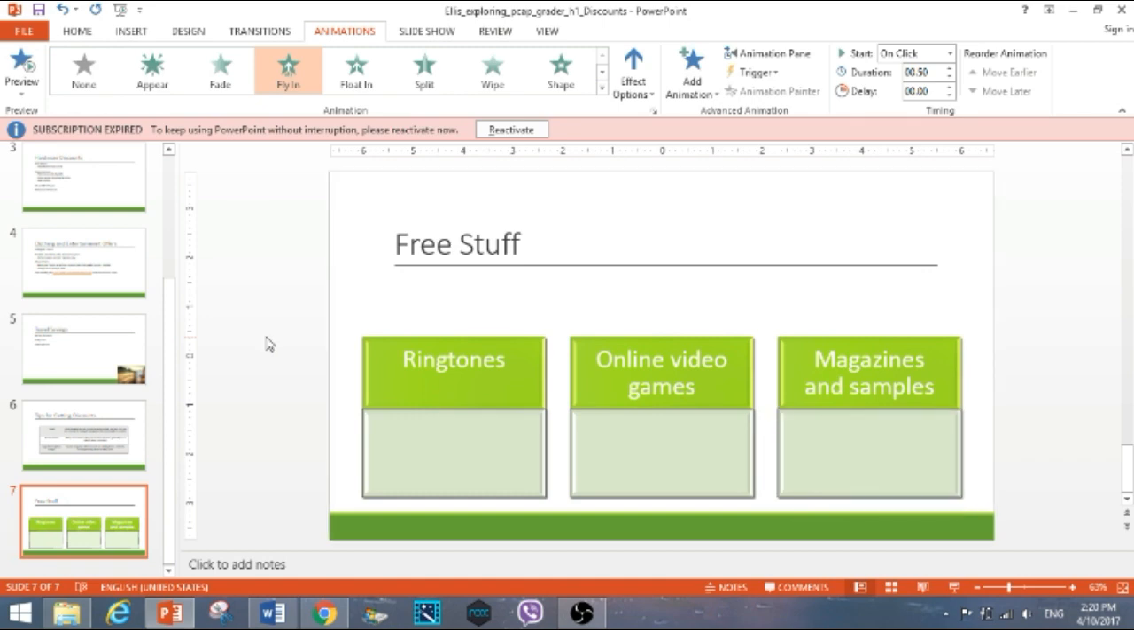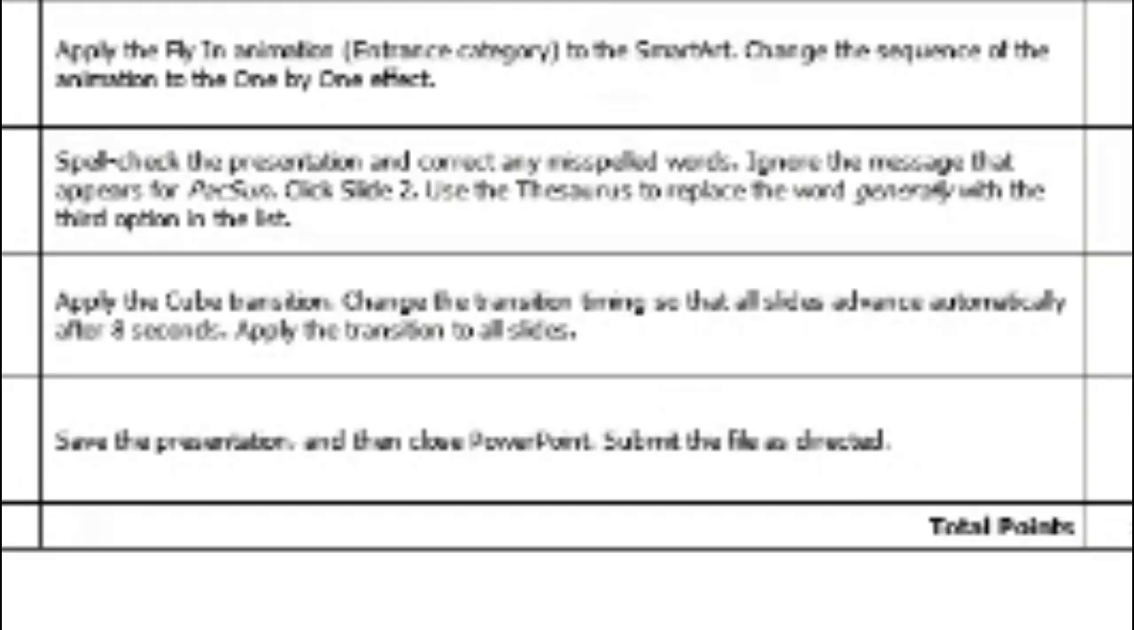This is what it should look like. So that completes the step. Step 26. Spell check the presentation and correct any misspelled words. Ignore the message that appears for PacSun. Click slide 2 and use the thesaurus to replace the word generally with the third option in the list.